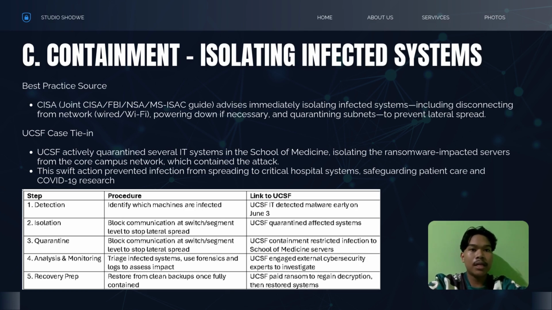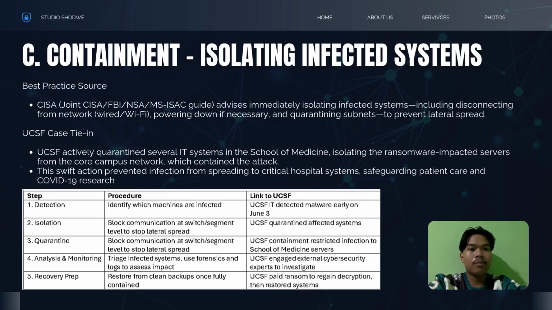After that, it's analysis and monitoring. They used external cybersecurity experts to figure out the scale of the attack. And finally, recovery preparation. UCSF chose to pay the ransom to regain access and then restored clean backups. So the UCSF case shows a textbook example of how proper containment can prevent a bad situation from becoming worse.